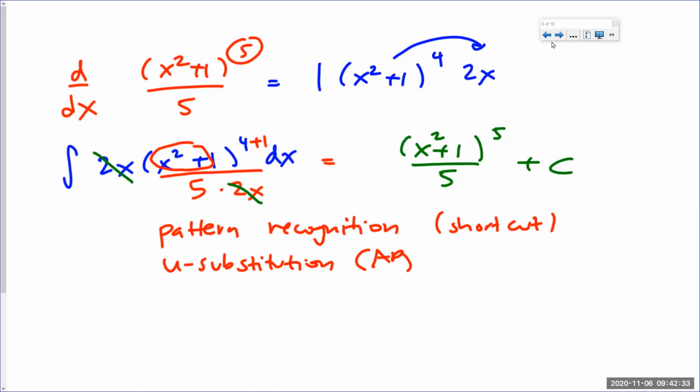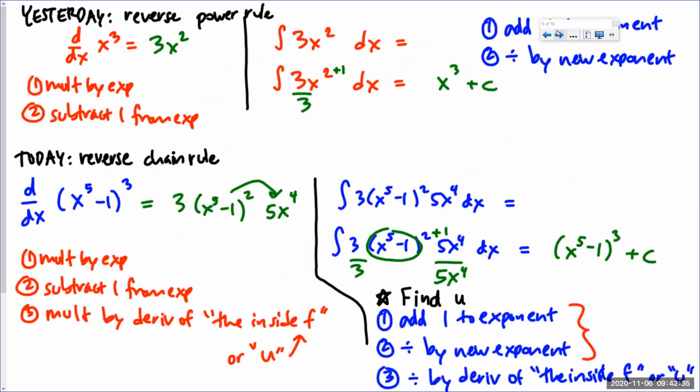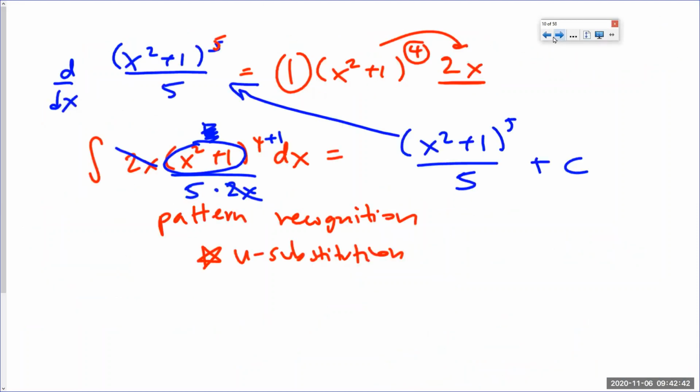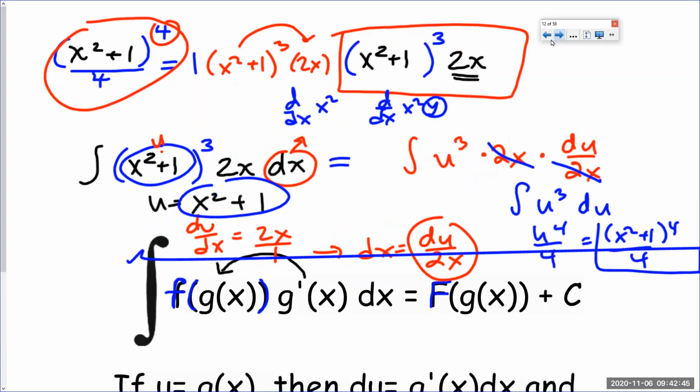So I want to say, I don't really care what method you use, but you will need to know how to use U substitution. So I'm just going to teach you using this other method called U substitution. And you guys can look at it.